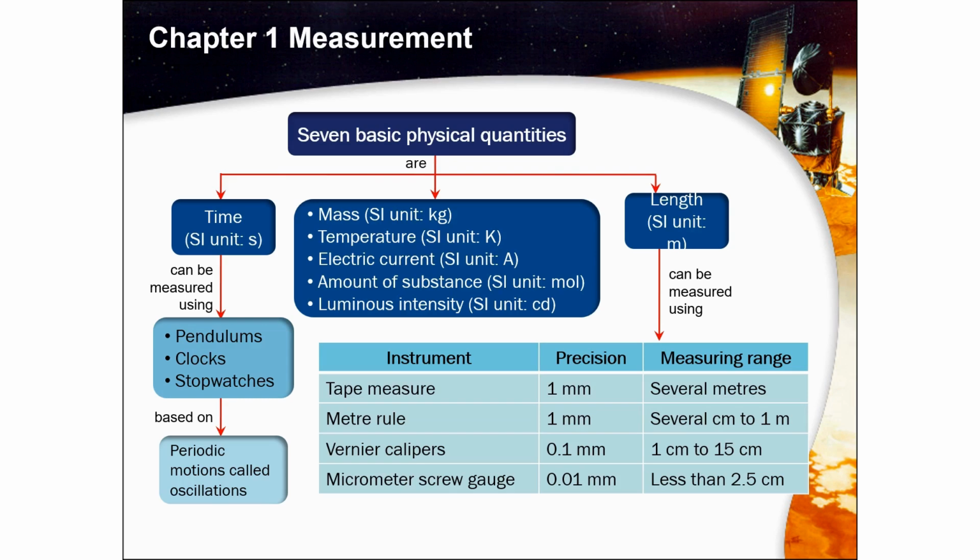But overall, as a summary of this chapter, the SI unit of time is s. We can measure it using pendulums, clocks, and stopwatches, based on periodic motions called oscillations. For measuring length, we can use the tape measure, meter rule, vernier calipers, micrometer screw gauge, which have different precision, and the measuring range also differs by instrument.